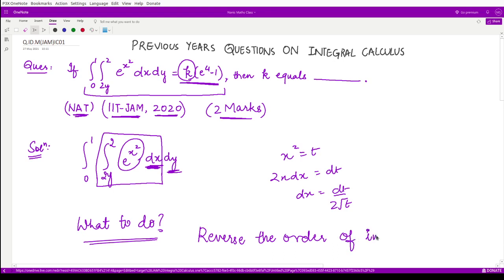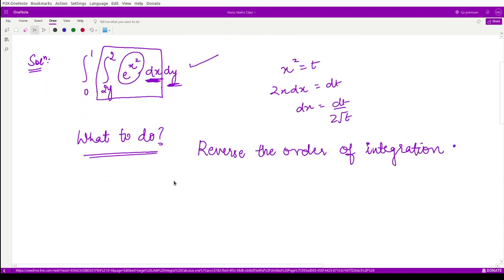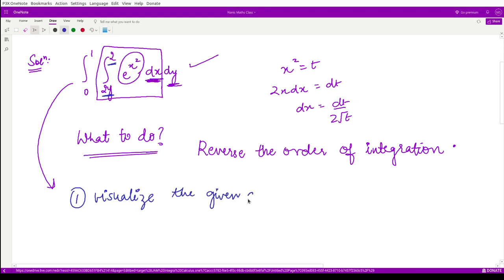Now this is the catch here. If you understood that my calculations are going to be easy if I reverse the order of integration, you are done with this question. So let's see how you can reverse the order of integration. For that, I can look at the limits. First of all, I have to visualize the given area. For doing that, let me list down these limits.